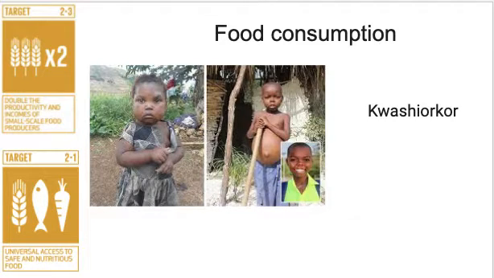Kwashiorkor is a life-threatening and debilitating form of malnutrition, and it's caused by a lack of protein in the diet. It is commonly seen in low and low-middle income regions facing famine. This condition is very easily treated with a change in diet, and those who are treated in enough time usually have a full recovery.